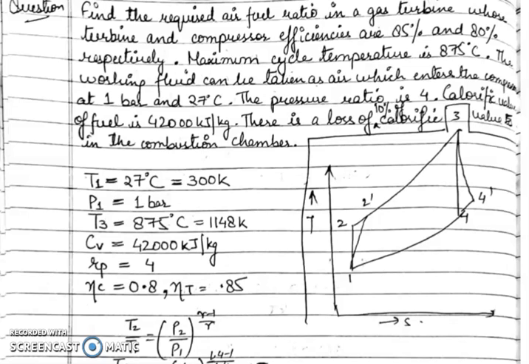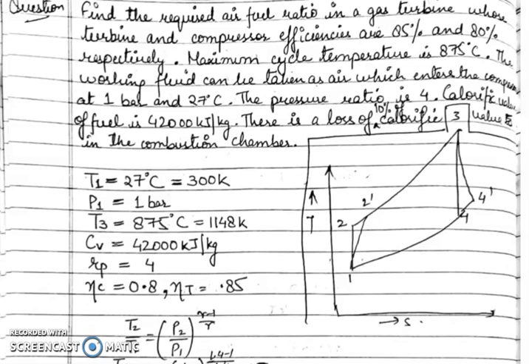Maximum cycle temperature is 875 degrees Celsius and the working fluid can be taken as air, which enters the compressor at 1 bar and 27 degrees Celsius. The pressure ratio is 4 and the calorific value of fuel is 42,000 kilojoules per kg. There is a loss of 10% of the calorific value in the combustion chamber.